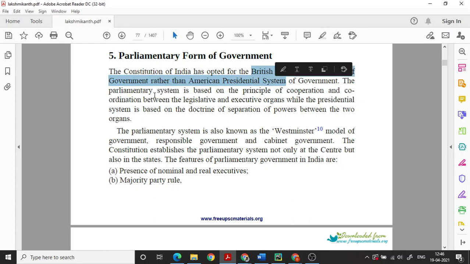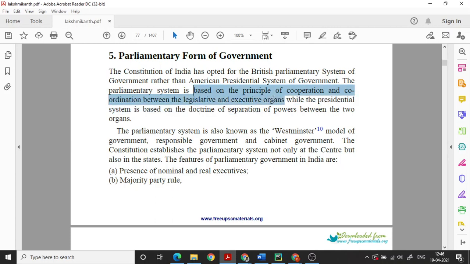The parliamentary system is based on the principle of cooperation and coordination between legislative and executive organs. You remember what legislative and executive organs are, right? Legislative is the law-making body, which is the Rajya Sabha and the Lok Sabha. Executive here is the Council of Ministers and also the bureaucratic wing. So the principle of coordination and cooperation between legislative and executive organs is the principle of the parliamentary form of government, whereas in the presidential system they follow the doctrine of separation of powers between the two.